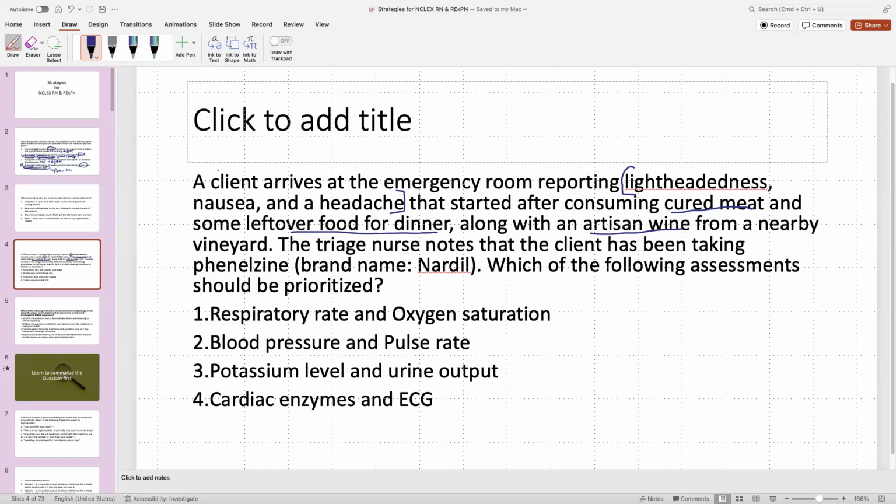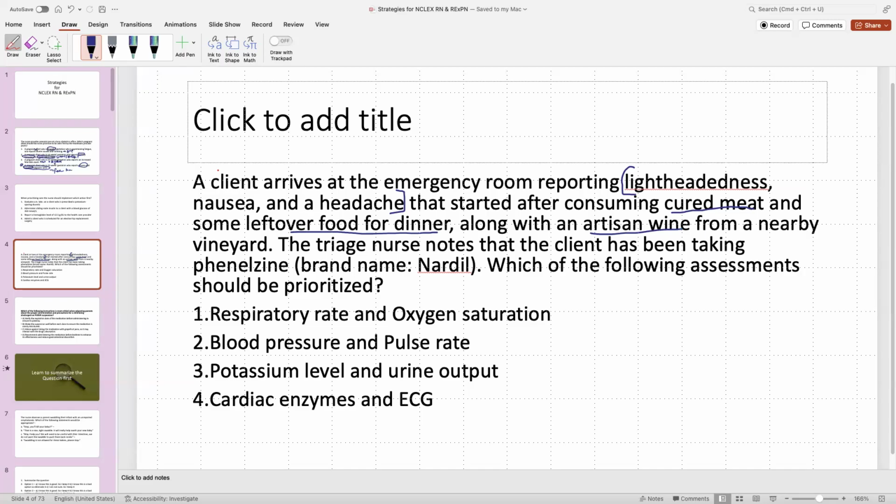Now, basically, most of my students are from different countries, not from an English speaking country. So probably most of you would not have heard the words cured meat. We know what leftover food is. Probably you would not have heard what artisan wine is, right?